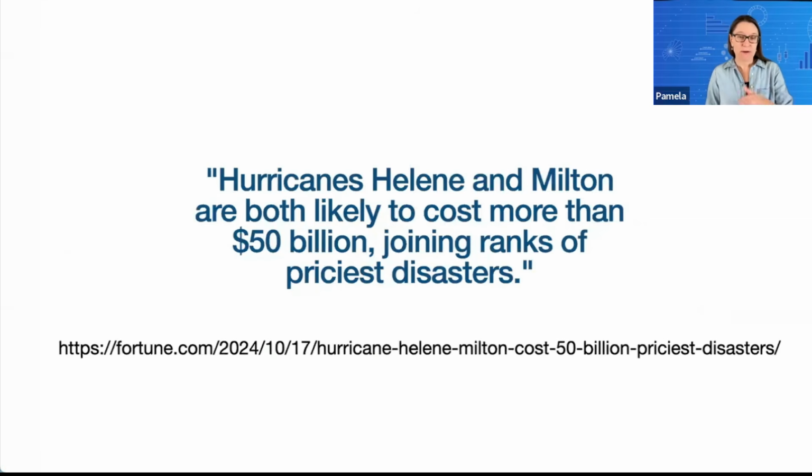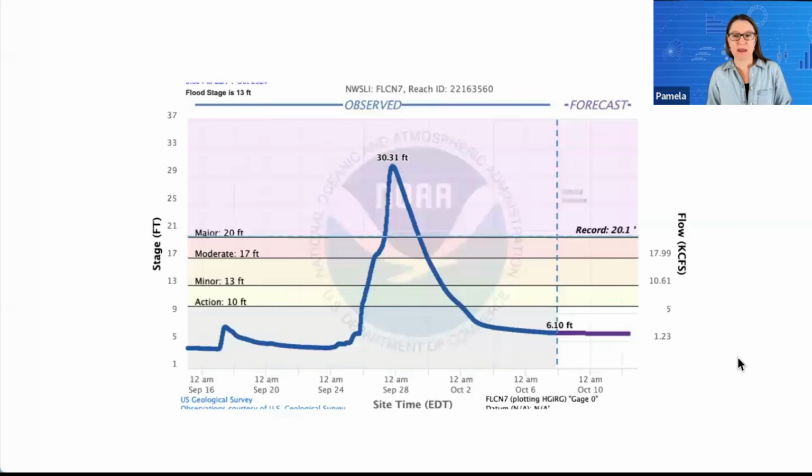And from an article yesterday in Fortune, an estimate, though it's hard to estimate the total impact of these storms, but both are believed to be potentially over $50 billion of damage. So these rank up there with some of the most significant storms that we've had: Hurricane Andrew, Katrina, and Hurricane Sandy. You've probably seen graphs like this.